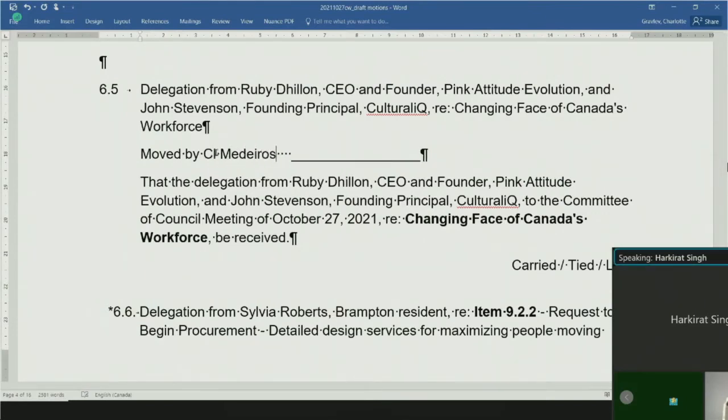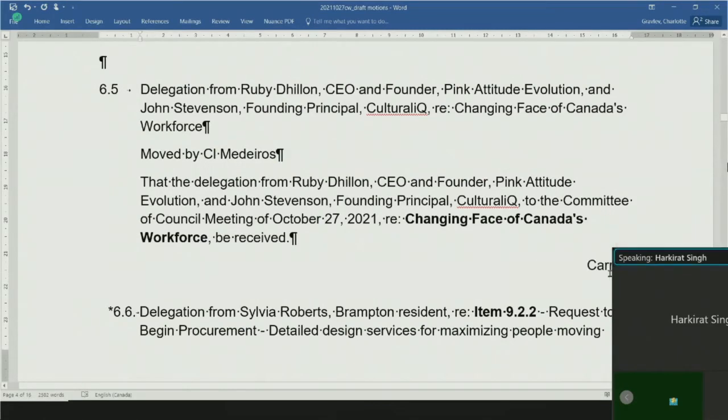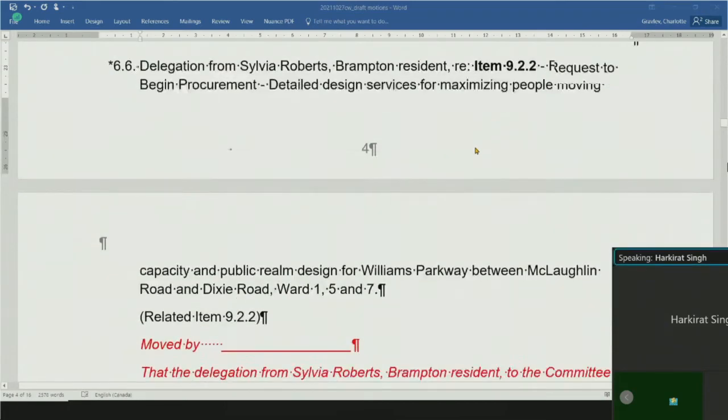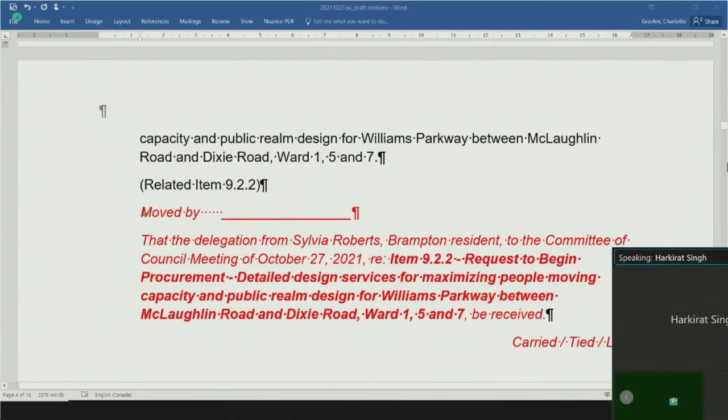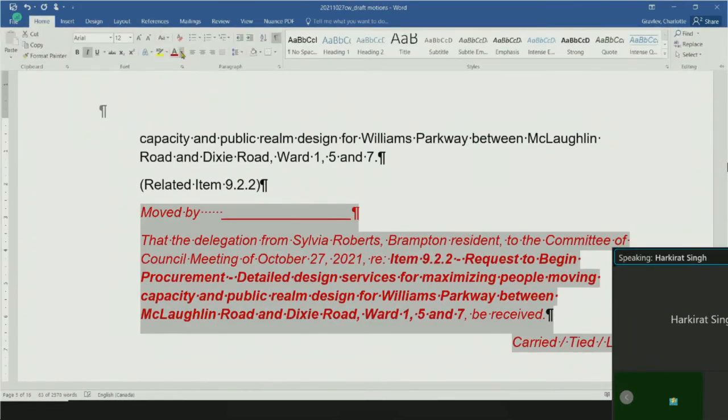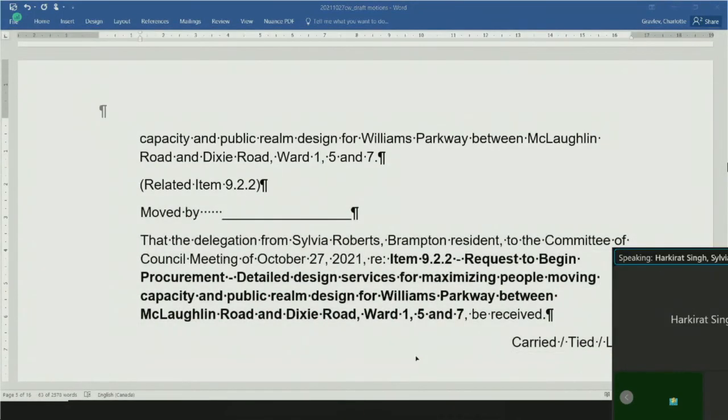Moving on to Sylvia Roberts, a delegation regarding item 9.2.2, request to begin procurement of detailed design services for maximizing people moving capacity and public realm design for Williams Parkway between McLaughlin Road and Dixie Road. Sylvia, the floor is yours, and you have 5 minutes. Can I get those slides up? We're going to bring them up momentarily, Sylvia.